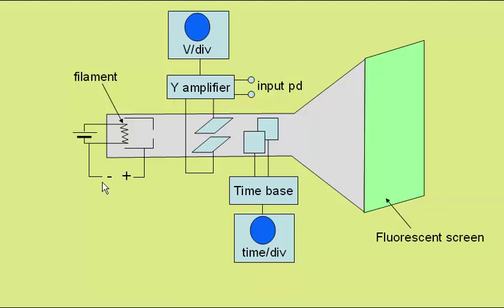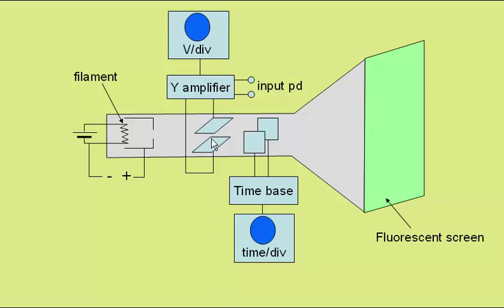Next we have a high voltage across here, keeping the filament negatively charged relative to the anode here, which is positively charged. The electrons which have been boiled off by the heated filament will find themselves attracted towards the positive anode. Many of them will pass straight through this gap towards these horizontally aligned plates.